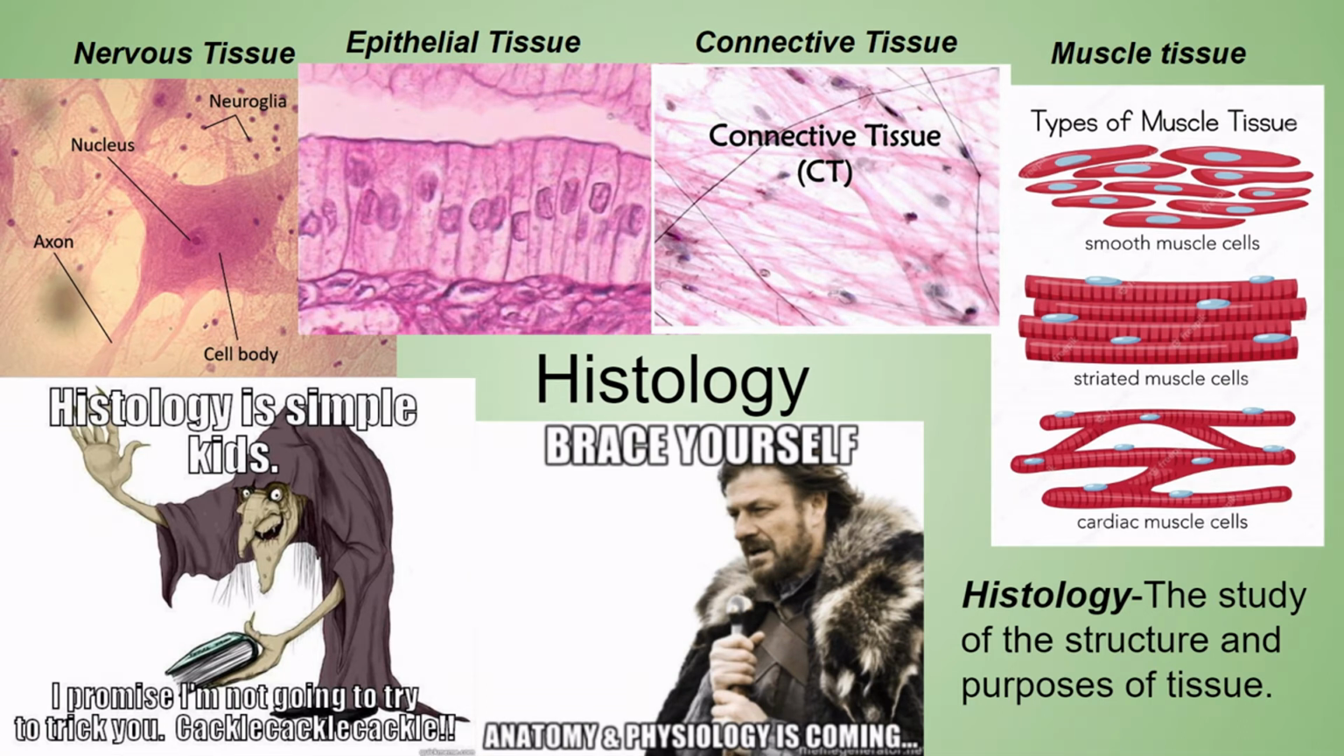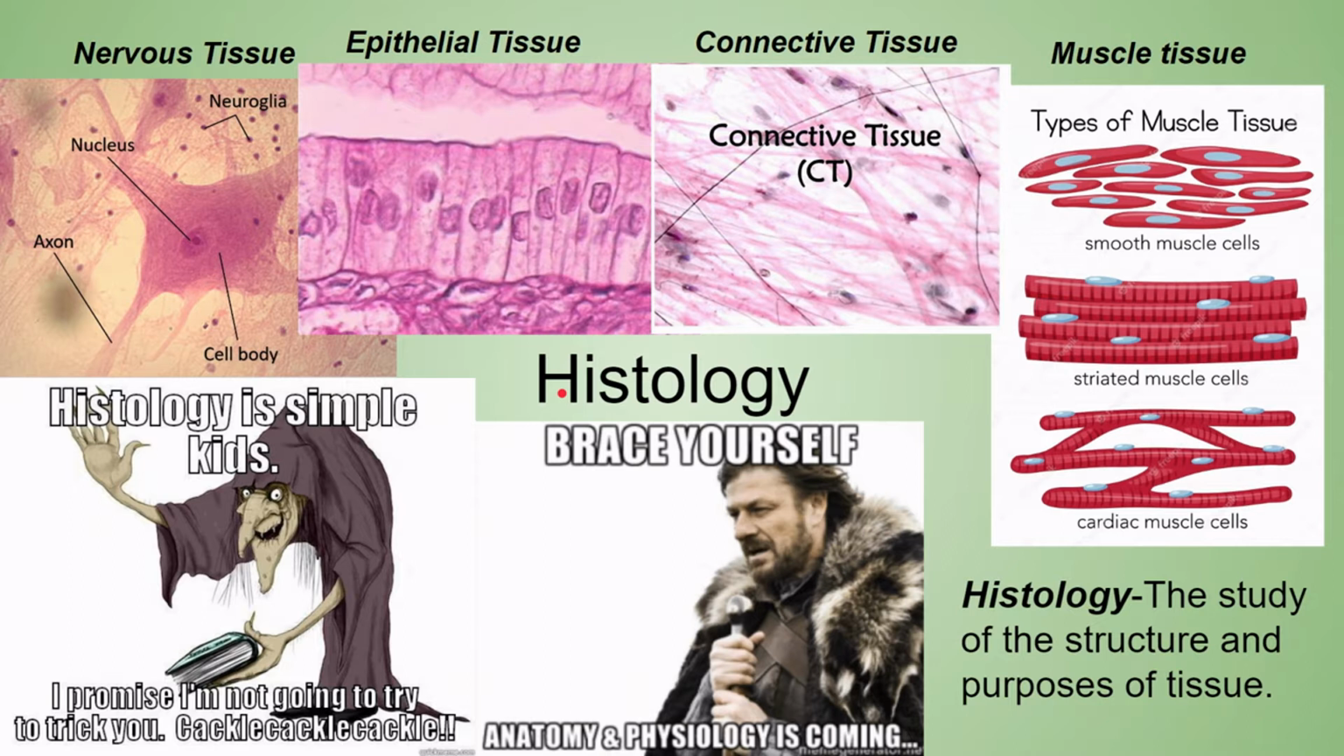Today we're going to begin our second episode of the Anatomy and Physiology series. Today's episode is all about histology, and histology is the study of structure and purposes of tissue. There are four main types of tissue, and these are shown here as nervous, epithelial, connective, and muscle tissue. These are just pictures of different cells that make up the tissue.